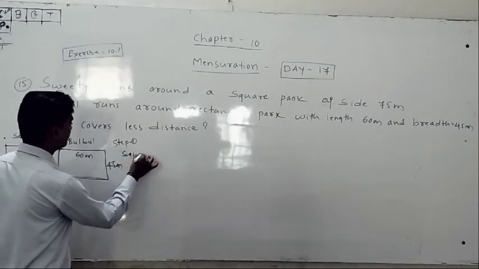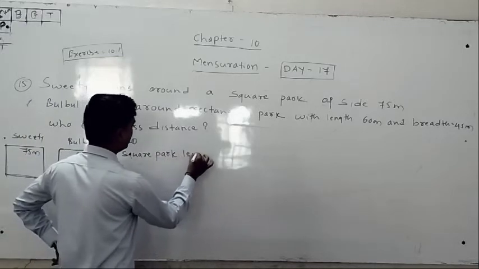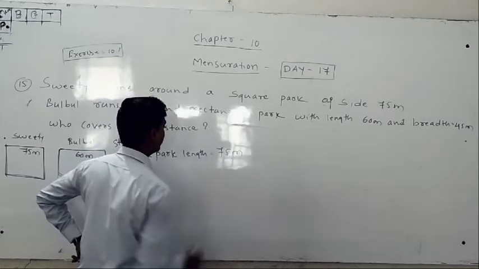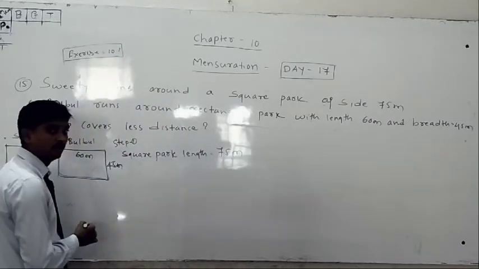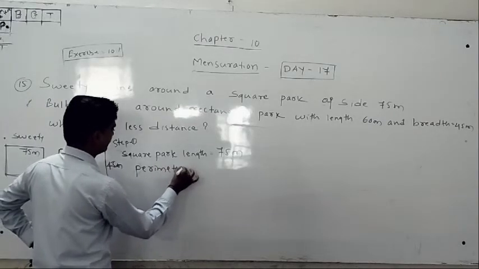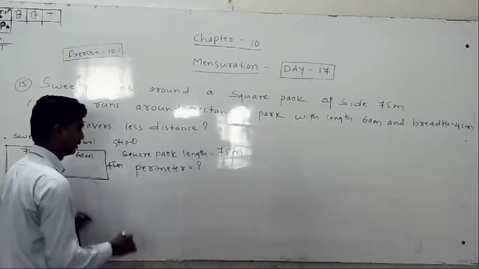Square park, length is equal to 75 meter. Then perimeter is question mark. We don't know, that means it is a question mark.